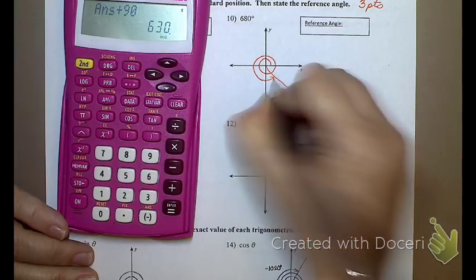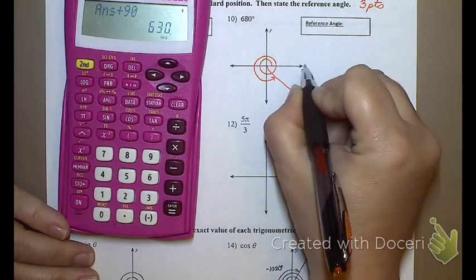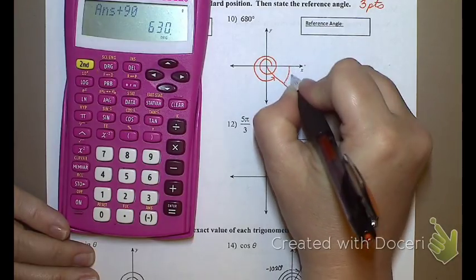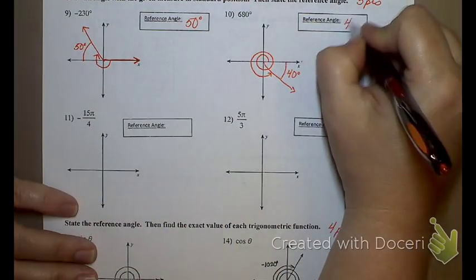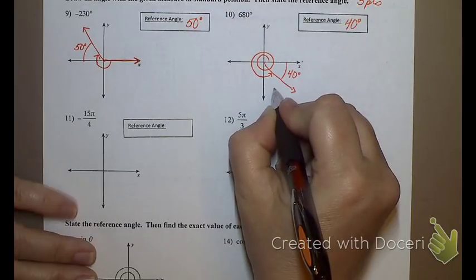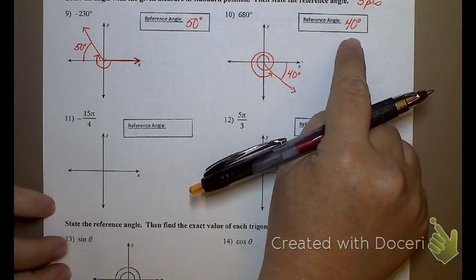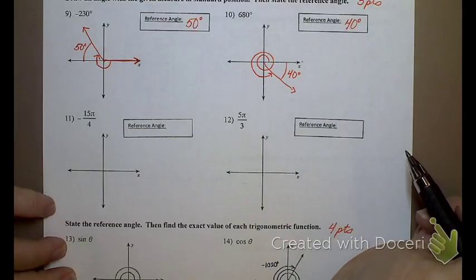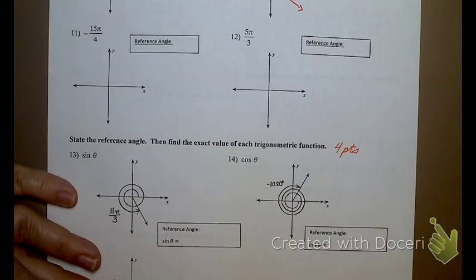I need to put my arrow. So if this is 630 and this is 680, this is 720, isn't it? What is this angle right here? 40 degrees. Is that my reference angle? So I'm going to put that right here. Could I have labeled this angle instead? Sure, you can label this angle if you want to, but your reference angle is still 40 degrees. But one of those two has to be labeled. Capiche?